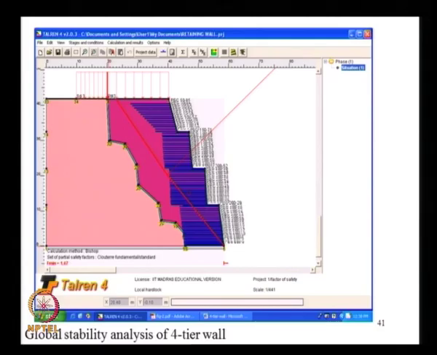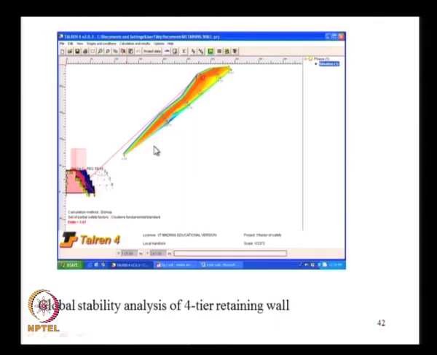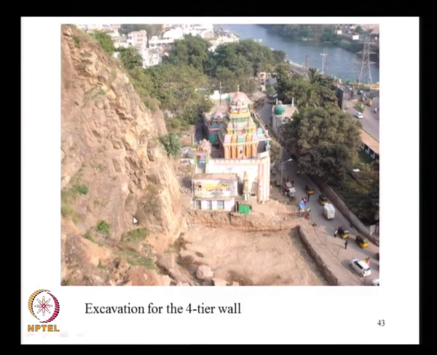And this is for the 4-tier wall. The factor of safety is about 1.47 after considering all the surcharge loads and then the seismic loads and so on. And this is another result from the same analysis, and this shows the overall ground conditions.